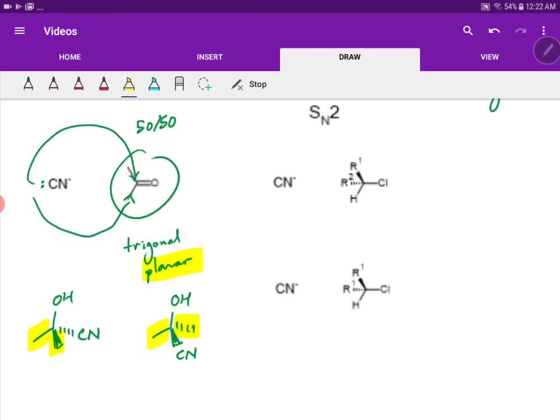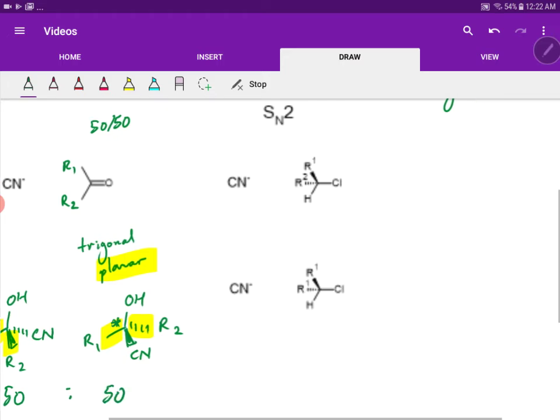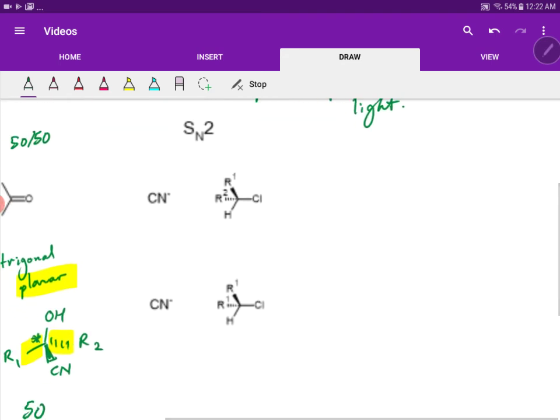But even if it contains a chiral carbon at the end, let's say I change this to R1 and R2. If I have R1 here and R2 here, you will get a chiral carbon, but because both of these are present in a 50-50, or 1:1 ratio, it will not rotate plane polarized light. Another example is this nucleophilic substitution SN2 mechanism.